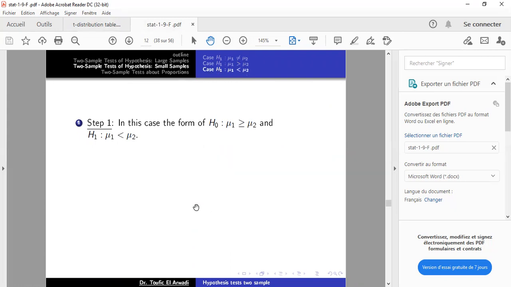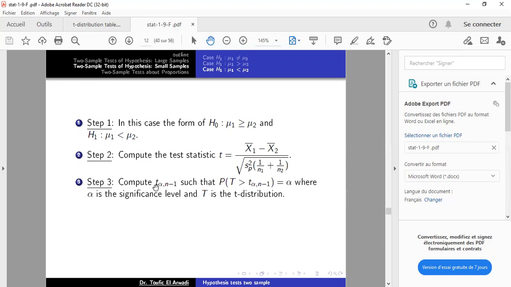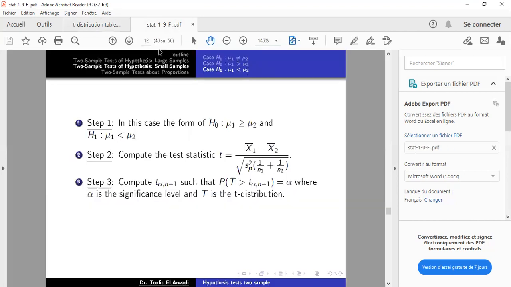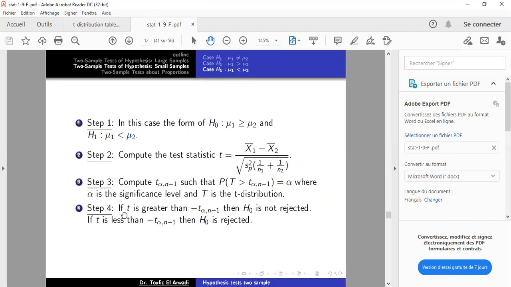When we look at the third case, when mu1 is less than mu2, things are classical. Step 1, we have to define H0 and H1. Step 2, we compute the T test statistic, given by the same formula. Step 3, we compute T alpha by using the same formula, but here we must notice that we use the one tail test, not the two tail test. The two tail test is only if it is different; if it is less than or greater than, we use the one tail test. And finally we compare: if T is greater than minus T alpha, then H0 is not rejected. However, if T is less than minus T alpha, then H0 will be rejected.